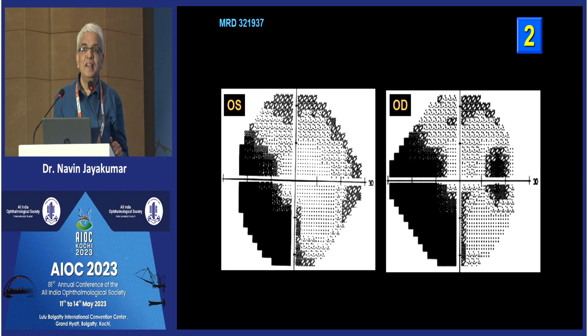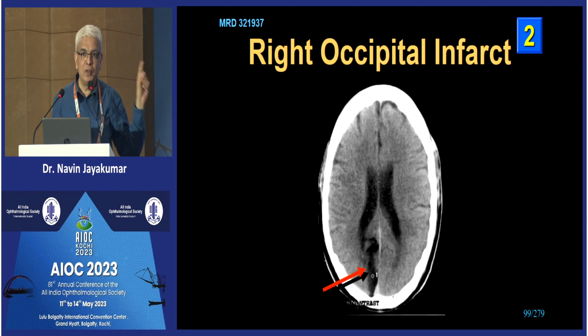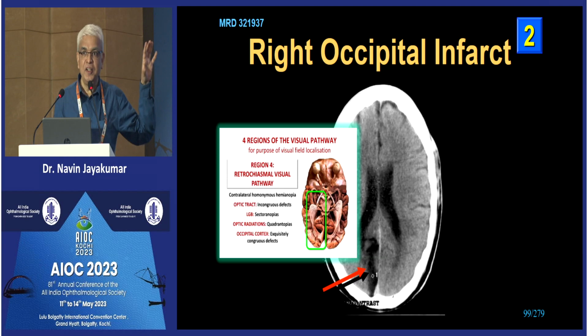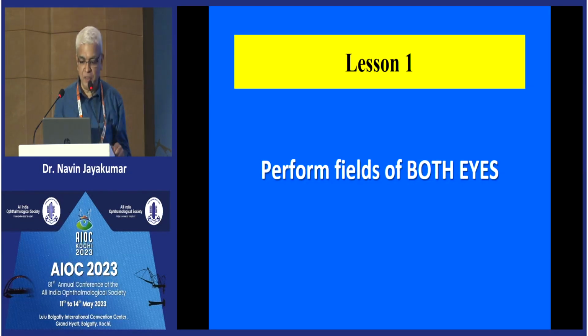Incongruous. It's incongruous. It's almost perfectly congruous, actually. You look at that stepwise defect that you see, it's called a cookie cutter lesion. You can see literally the same thing happening on the right field as well. And this kind of perfectly shaped lesions usually belong to the occipital cortex. Okay, this is a right occipital infarct. So this is clearly region 4, the exquisitely congruous defects.